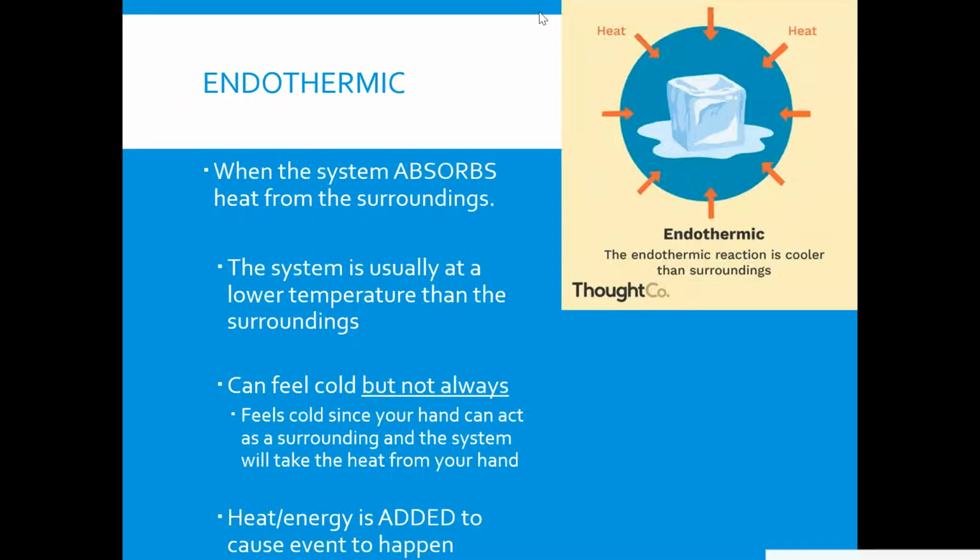Endothermic is the opposite. Endothermic is when the system absorbs heat from the surroundings. So both of our earlier examples, the egg and the ice cube, were endothermic reactions, with the egg or the ice cube being the system. The system's usually at a lower temperature, and it absorbs some energy from the outside to bring its temperature up or to produce some sort of event.